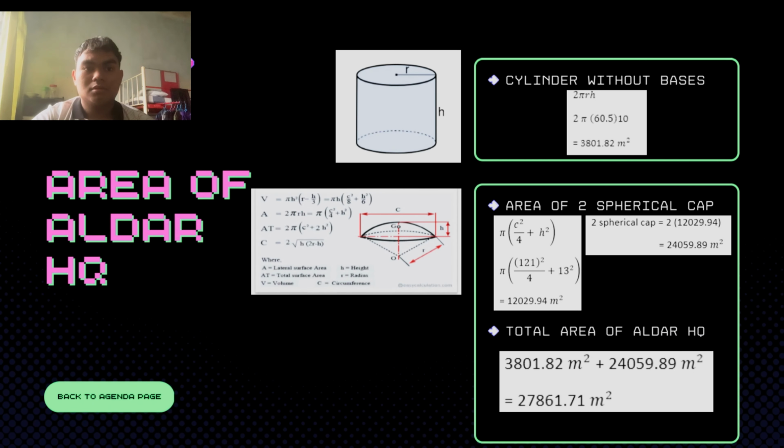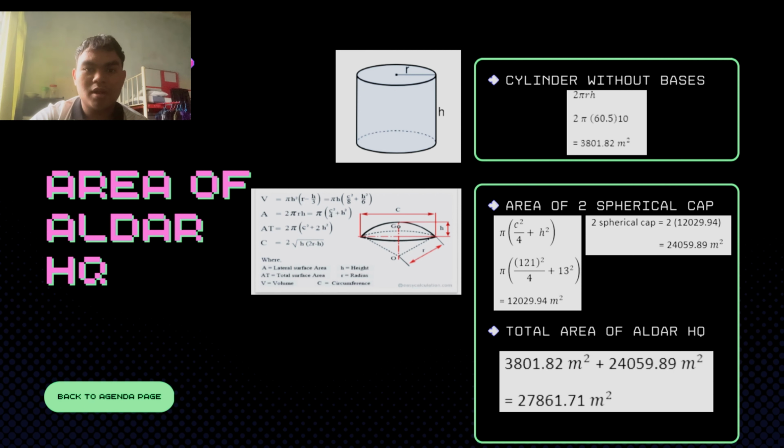Next is the area of ALDAR HQ. We divide ALDAR HQ into two parts, the cylinder and the spherical cap. The area of the cylinder without bases, the formula is 2 pi r h. The diameter is 121, so the radius we divide by 2, 60.5. h is the length of the cylinder, which is given as 10, and we put it in the formula. We get 3,801.82 meter square.